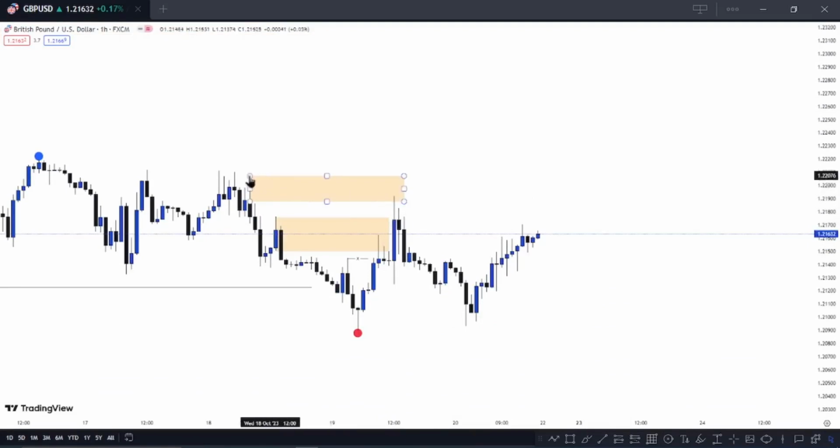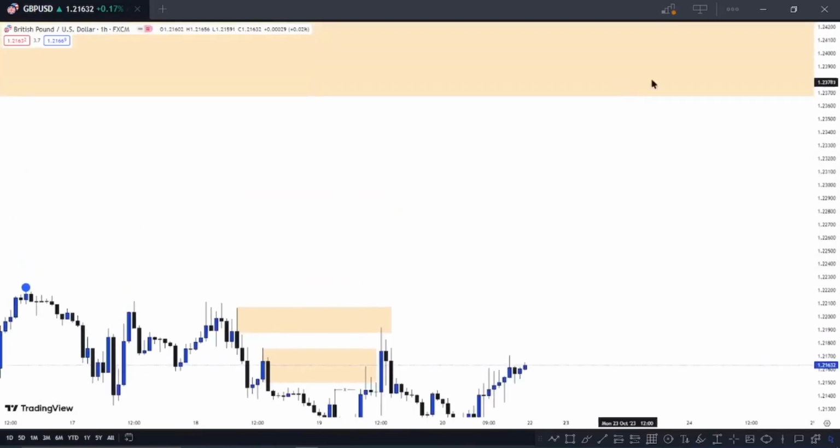Everything is mitigated here. As you can see, everything is mitigated. So if it takes out this major internal structure high, then we will now be looking for opportunity to go long, to take price to this point. This will be our target.